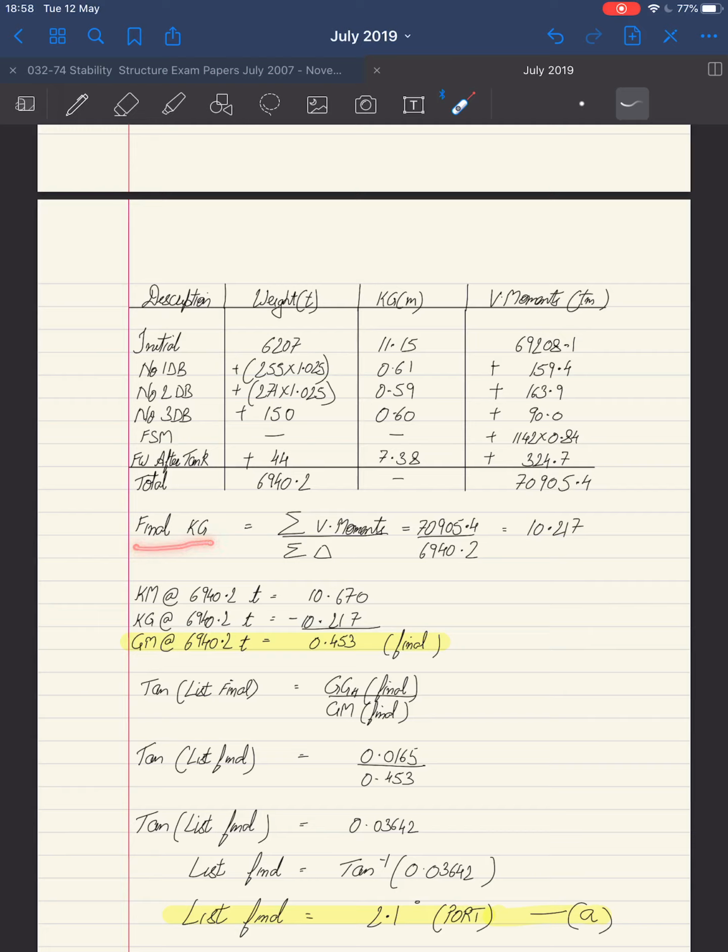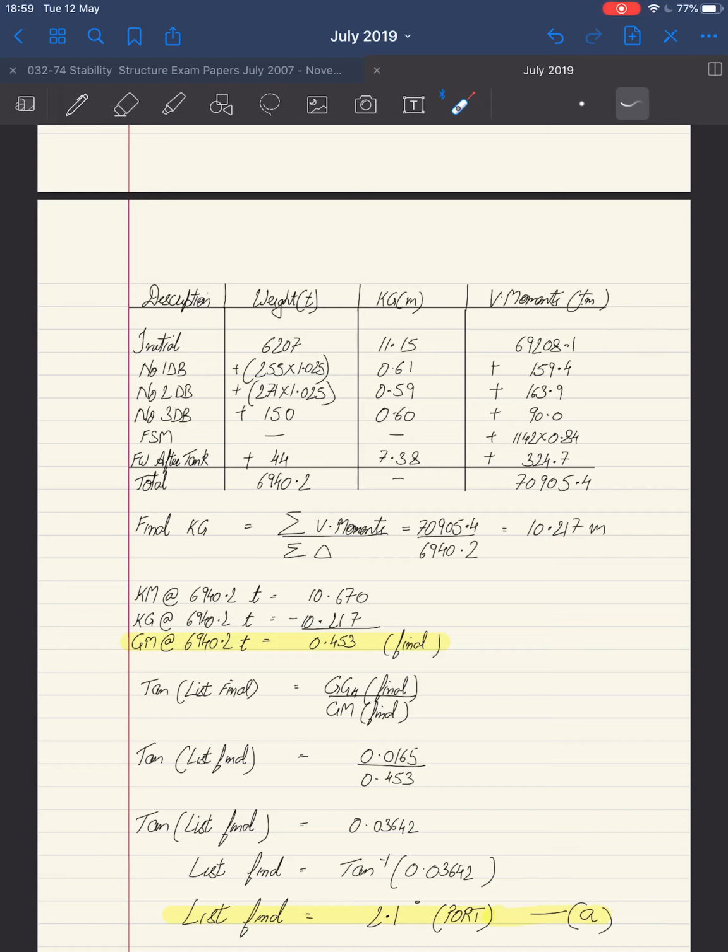We'll now calculate the final KG of the vessel. So final KG is sum of all the vertical moments divided by sum of displacement. So sum of all the vertical moments is 70905.4, which we have got from here. And sum of all the displacement is 6940.2, which we have got from here, which has given us the final answer as 10.217 meters.